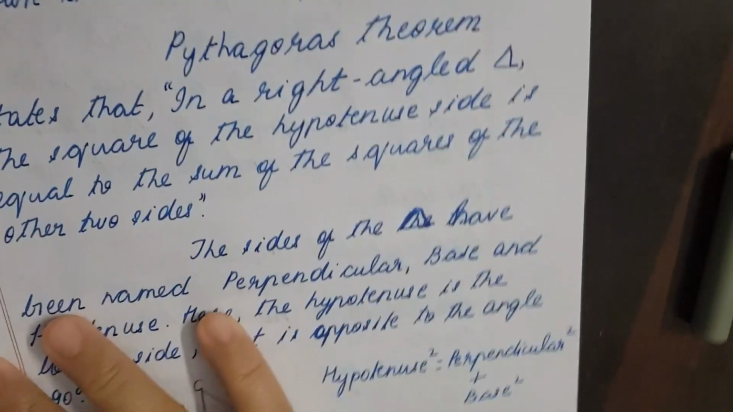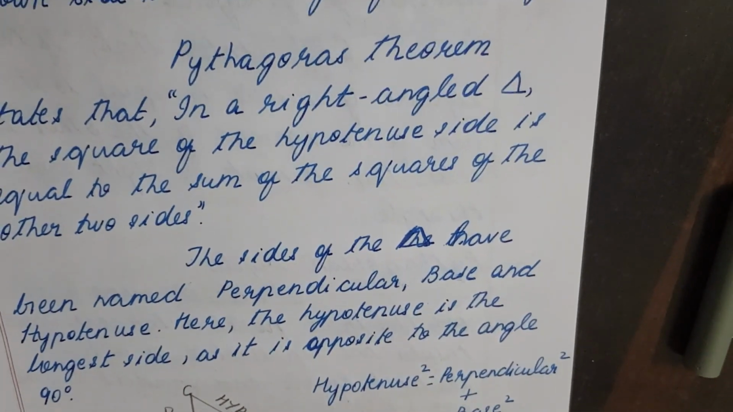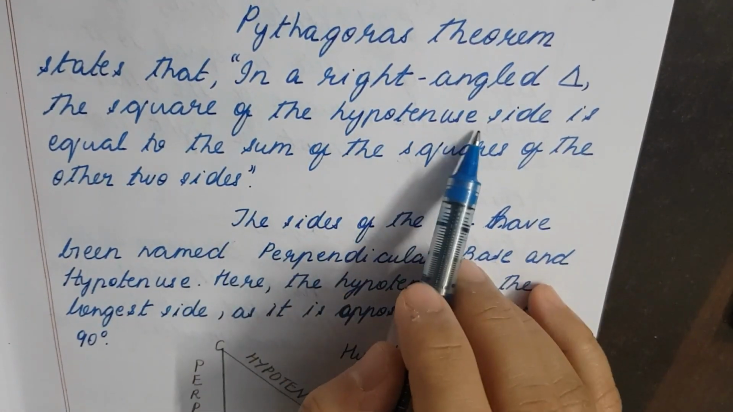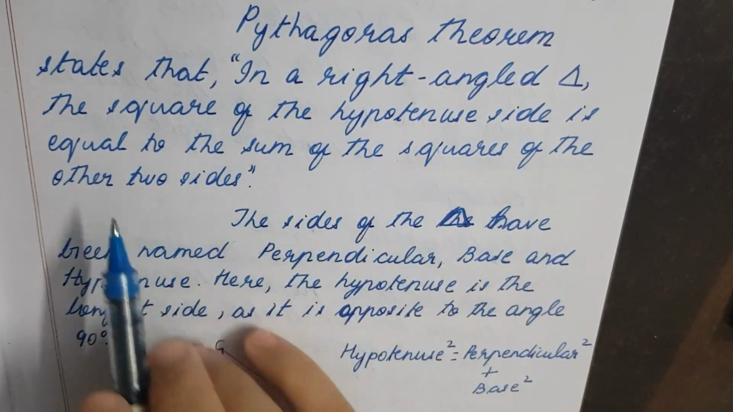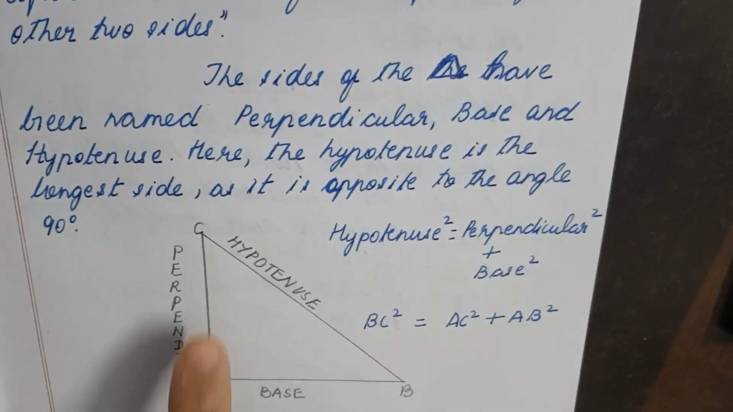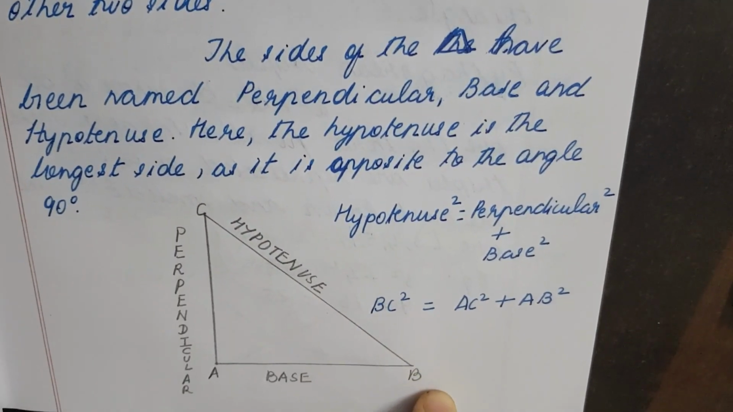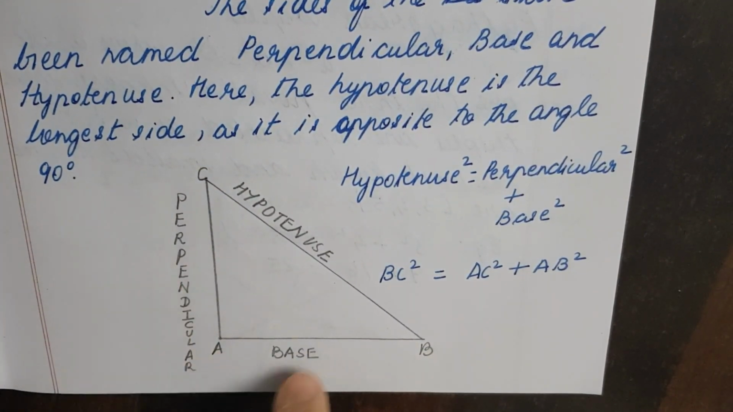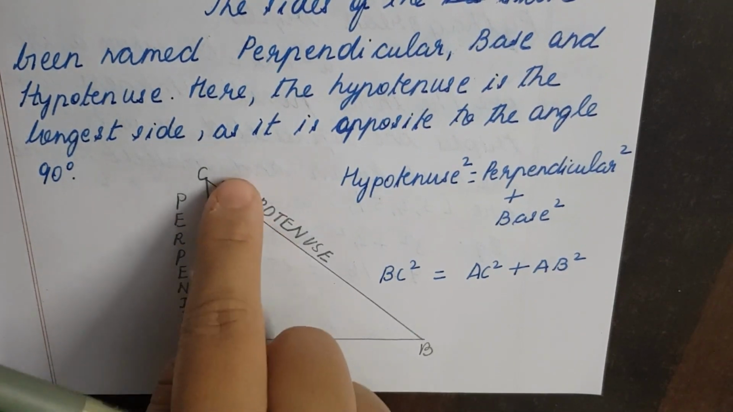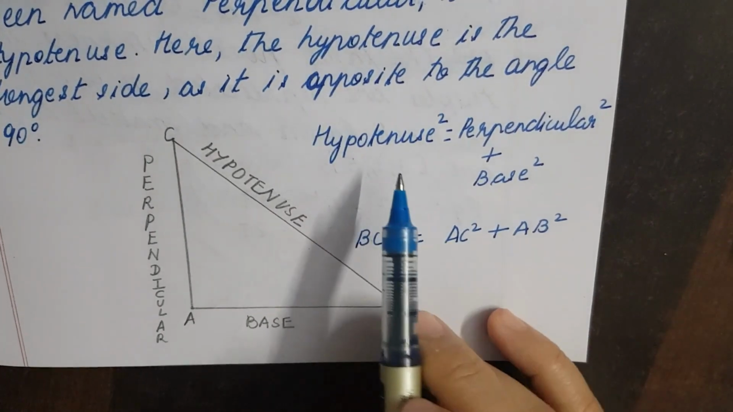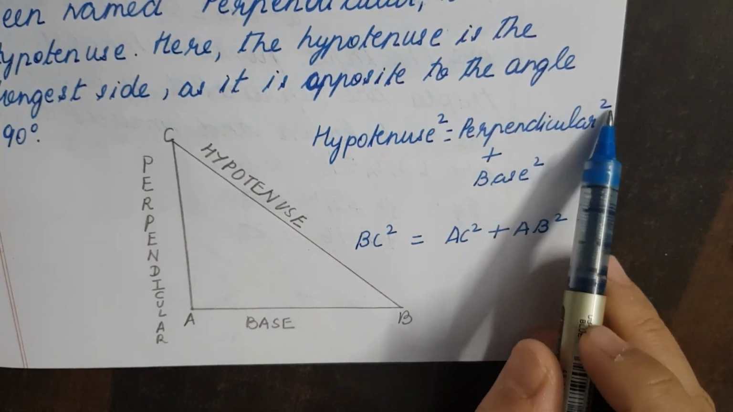Now what does Pythagorean theorem really state? அதை பத்தி பார்க்கலாம். In a right-angled triangle, the square of the hypotenuse side is equal to the sum of the square of the other two sides. See for example இங்க பாருங்க, the longest side is called as the hypotenuse. Okay, and இது வந்து perpendicular side and this is the base. So இது ரெண்டத்தையும் ஸ்கொயர் பண்ணி நம்ம ஆட் பண்ணனும்னா will be equal to the hypotenuse ஓட ஸ்கொயர். So இதுதான் Pythagorean theorem. Okay, so இப்போ ஃபார்முலா பாருங்க, hypotenuse square is equal to perpendicular square plus base square.